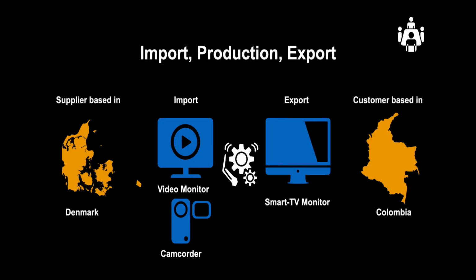Let us look at this through an example. We will order two components from a supplier in Denmark. Then, they will be put into our FTZ. Subsequently, some of them will be consumed through production. The finished goods will, in turn, be exported to Colombia.